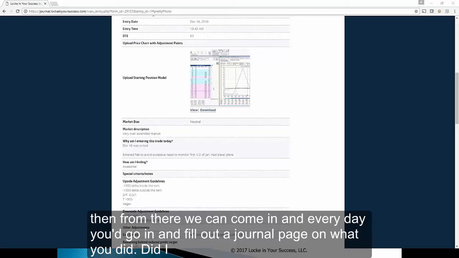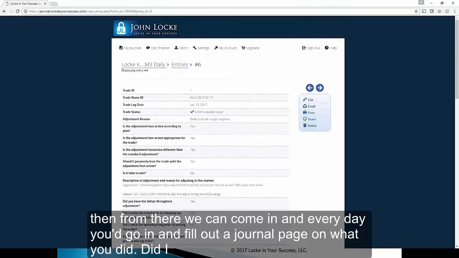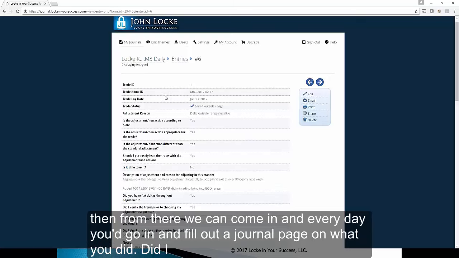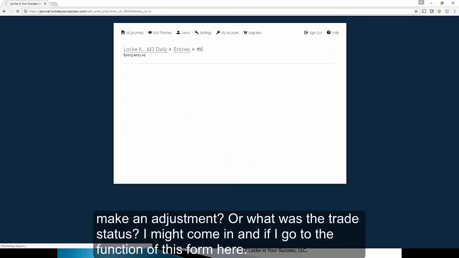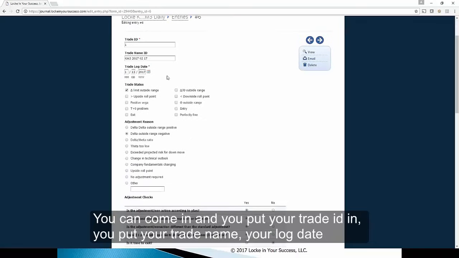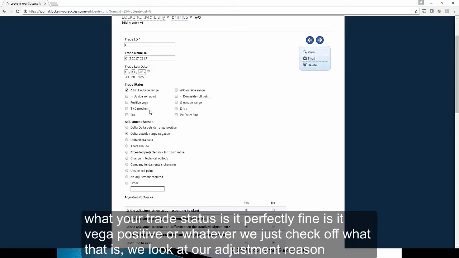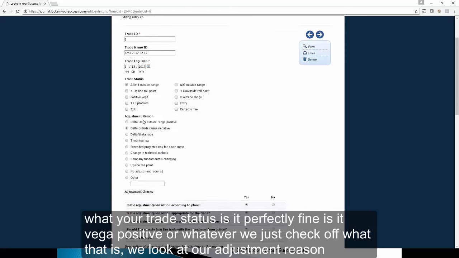Then from there, every day you'd go in and fill out a journal page on what you did. Did I make an adjustment, or what was the trade status? So if I go to the edit function of this form, you put your trade ID in, your trade name, your log date. What's your trade status? Is it perfectly fine? Is it vega positive? Or whatever. We just check off what that is.